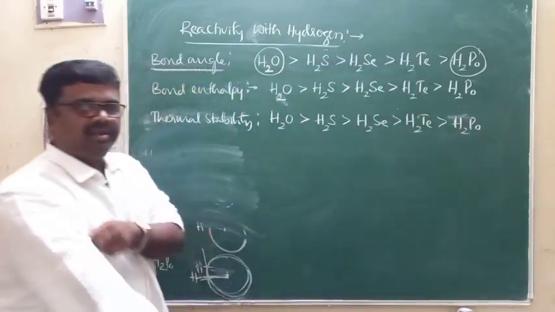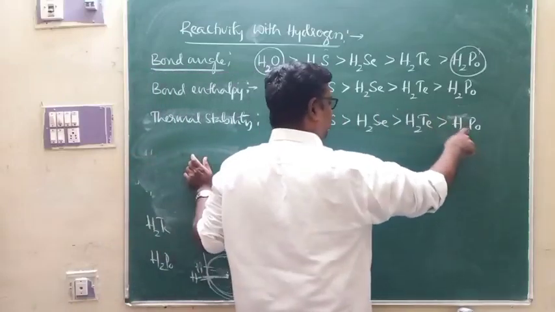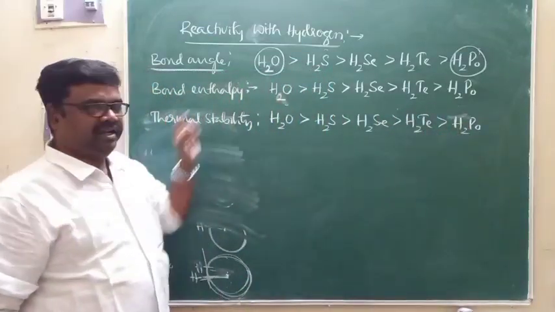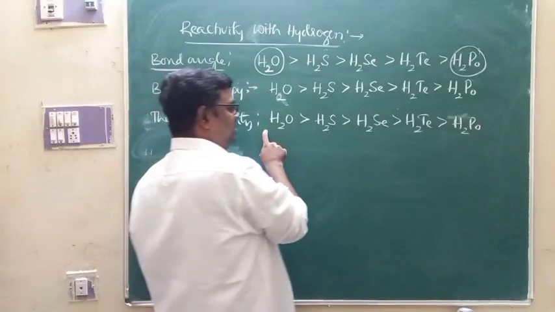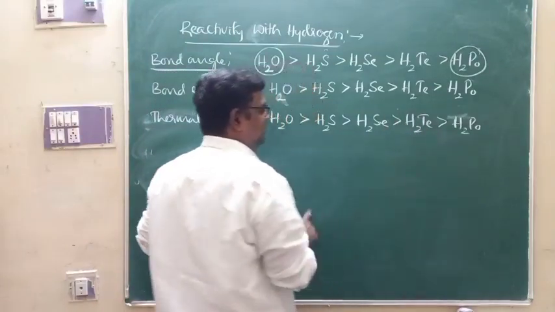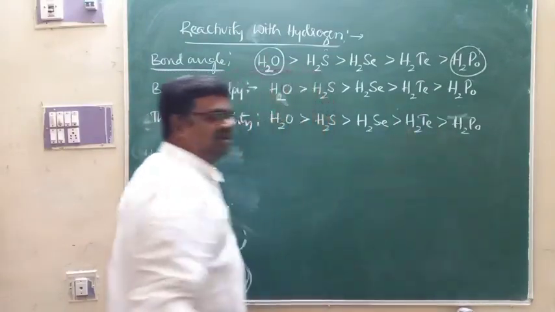Okay? From H2O to H2Po, what happens? Bond enthalpy decreases. That is, the energy required to break the bond decreases. Therefore, thermal stability decreases.